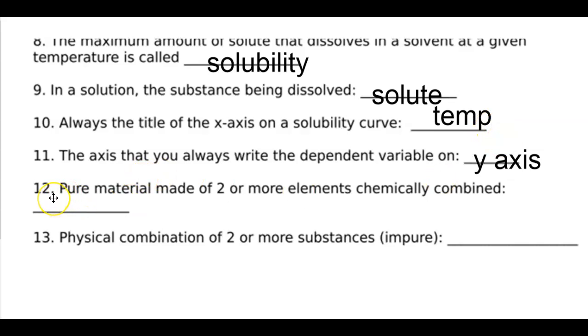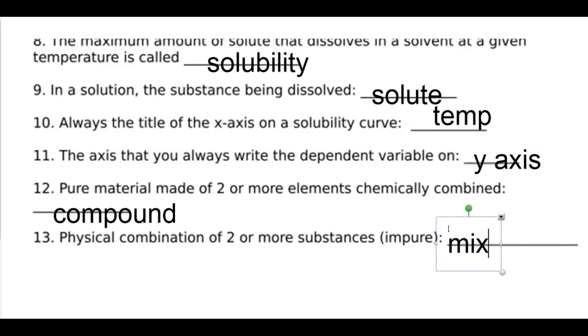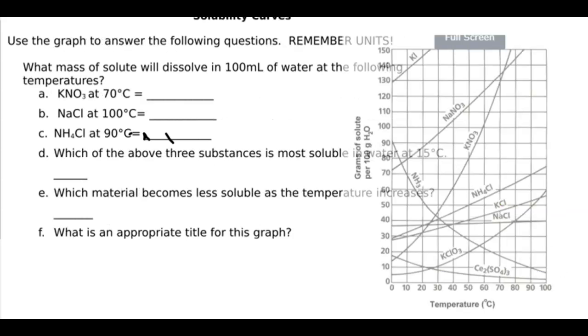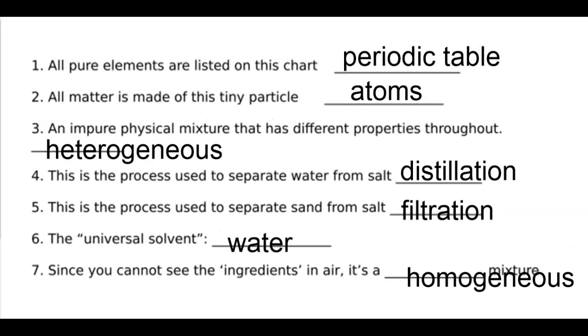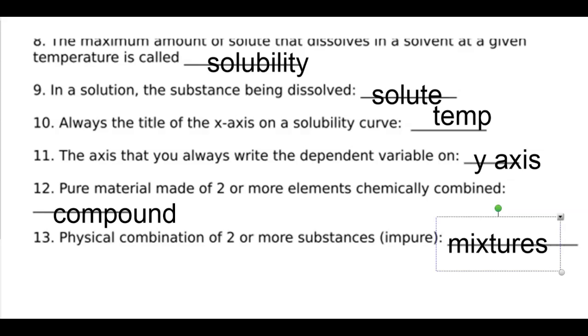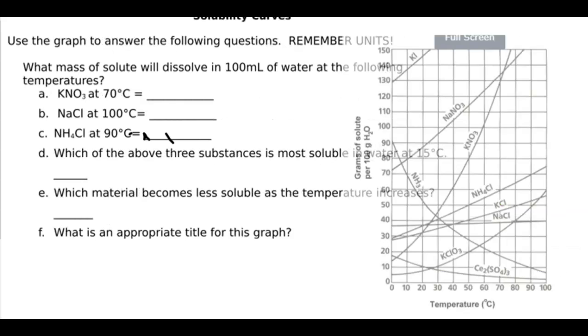The two materials that are chemically combined make a compound. And a physical combination of two materials that don't chemically combine, that are impure, are mixtures. Okay, so now hopefully you've got enough information to complete the code, crack the code. Determine how to crack that just by filling in the letter that's associated with the numbers above. All right, good luck figuring that out. And let's go on to our next couple questions.